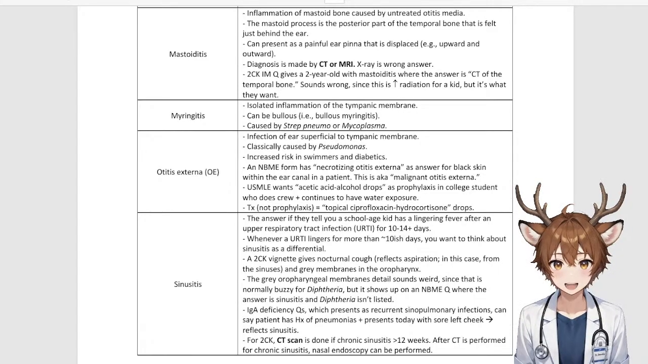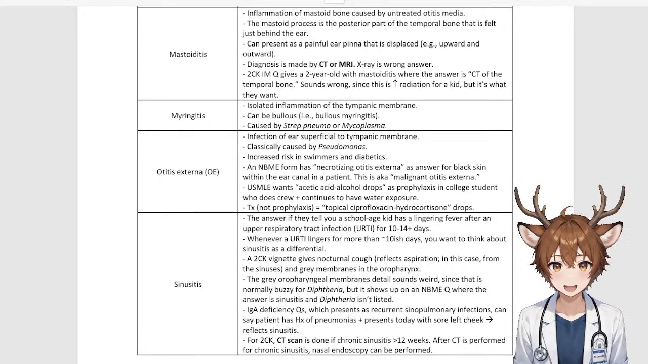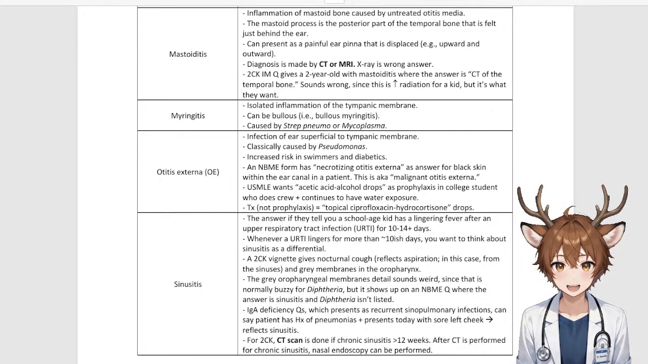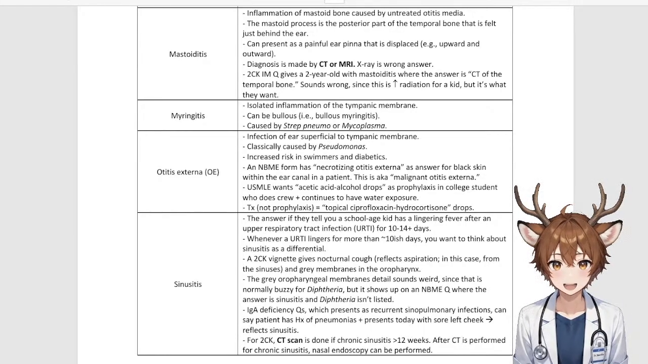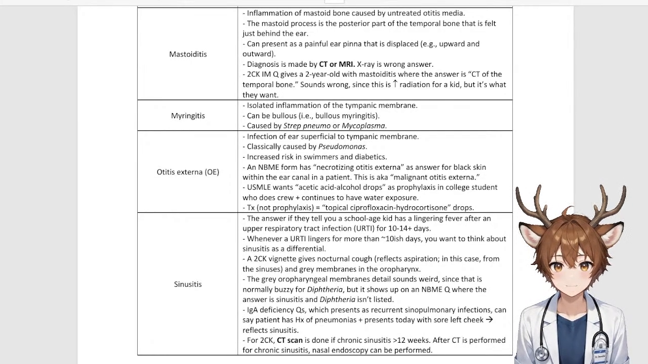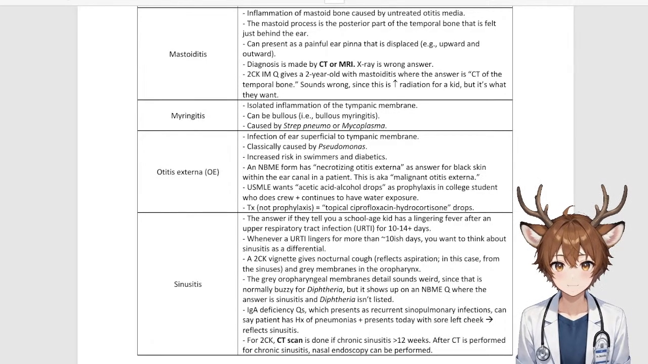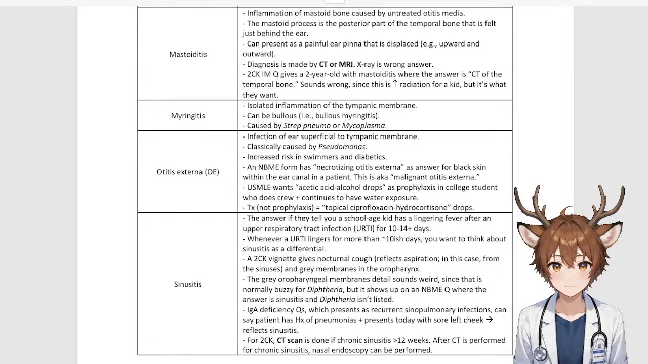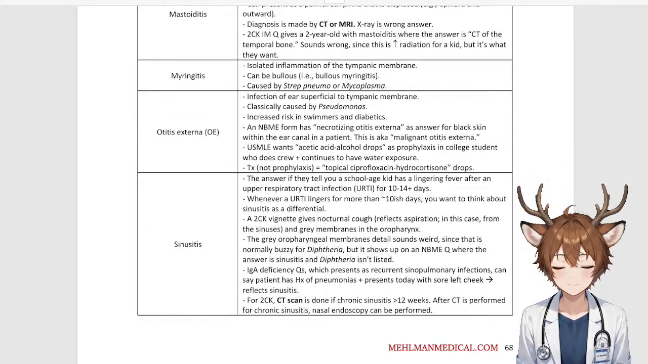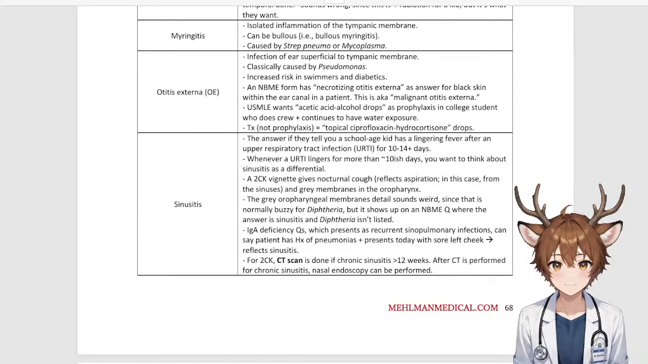A 2CK internal medicine question gives a 2-year-old with mastoiditis where the answer is CT of the temporal bone. Sounds wrong, since this is increased radiation for a kid, but it's what they want. So it seems weird, right? It seems like CT of the temporal bone, but the answer is actually correct for mastoiditis.